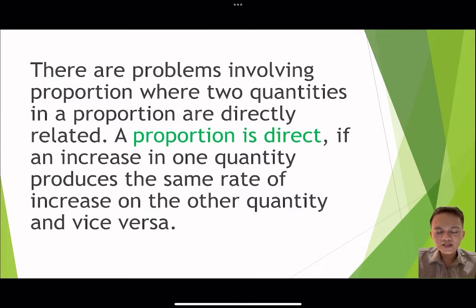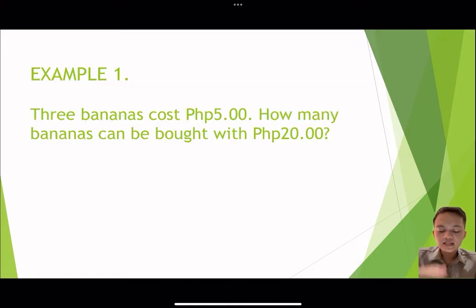So marami tayo dito example and lahat sila ay word problems. Example number 1, 3 bananas cost 5 pesos. How many bananas can be bought with 20 pesos? So meron tayong 3 banana na nagkakahalaga ng 5 pesos. Ilang bananas ang mabibili natin kapag meron tayong 20 pesos? So, kung isipin natin, madali lang siya, hindi ba?